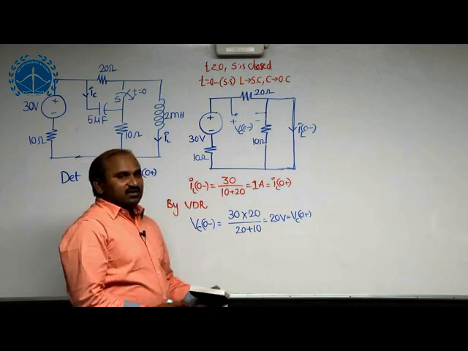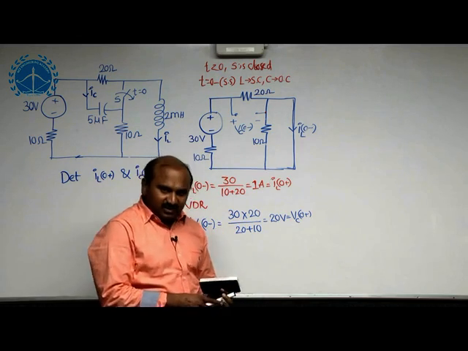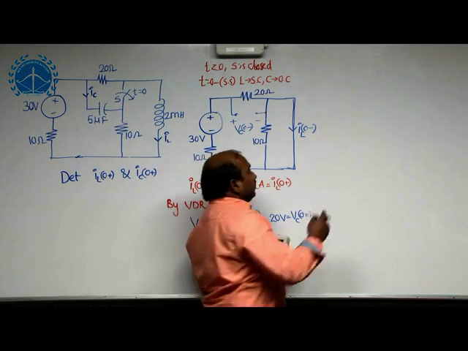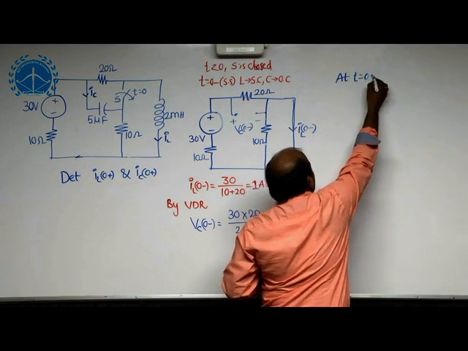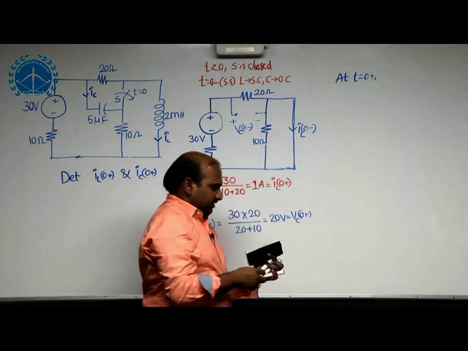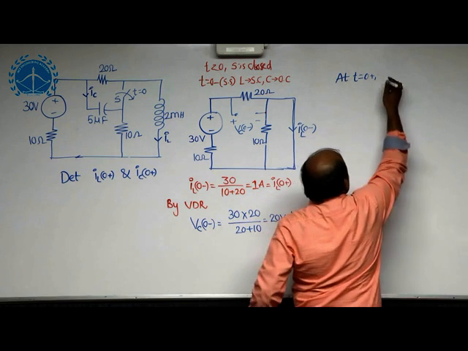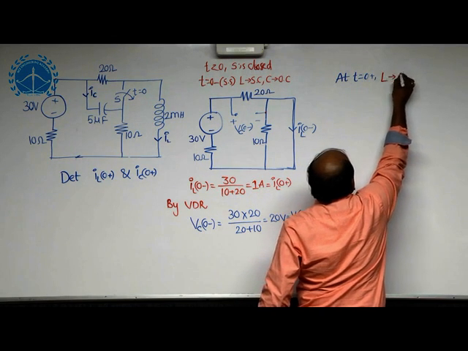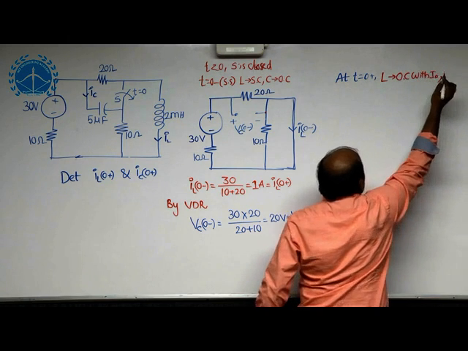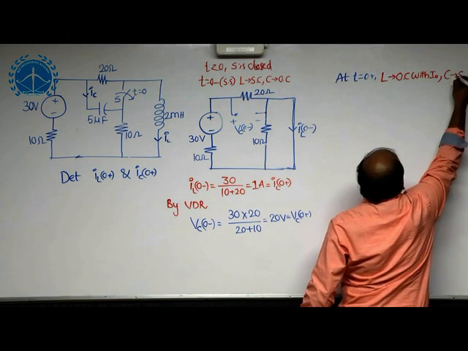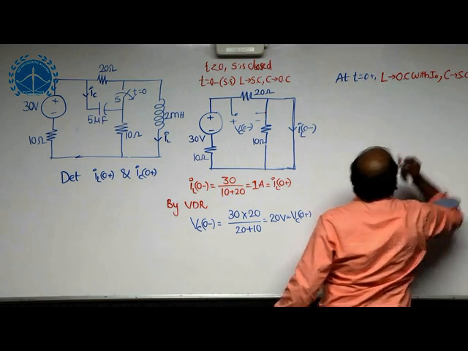To obtain the other required value, that is IC of 0 plus, we need to take the circuit at t equal to 0 plus. Now, at t equal to 0 plus, the switch position is open. At t equal to 0 plus, the inductor acts as an open circuit with a parallel current source, and the capacitor acts as a short circuit with a series voltage source. That short circuit path current we have to estimate.